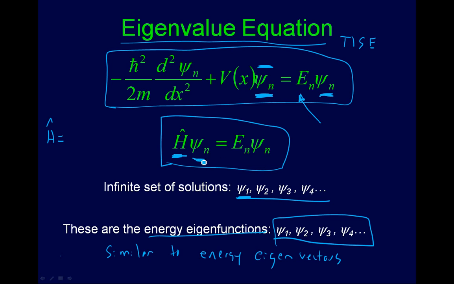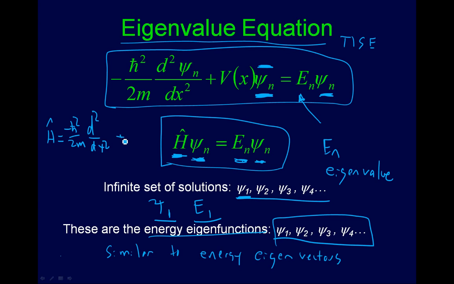So there are psi n's such that when I apply H on the psi n, I get E n times psi n, and E n, of course, is our eigenvalue. That's the actual value of the energy. So if I'm in the psi 1 state, I know that my energy is E1. Just real quick, the operator here is basically negative h bar squared over 2m d squared over dx squared plus V of x. This will be a handy way to look at this in some cases. Hopefully this idea of energy eigenfunctions, we're going to use a lot.